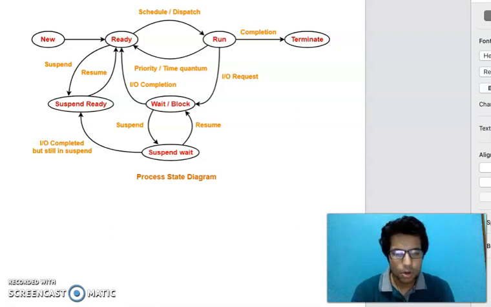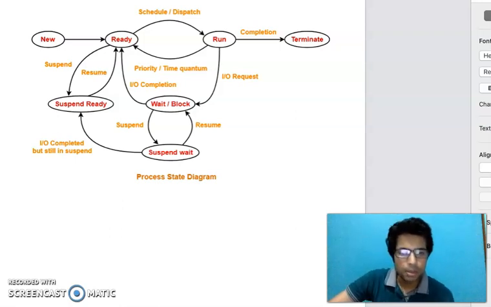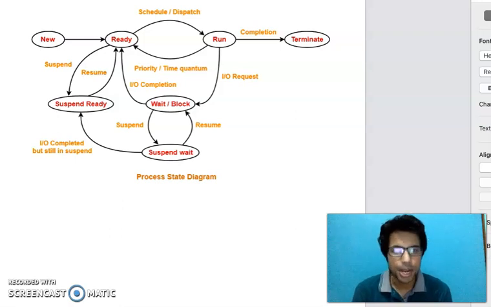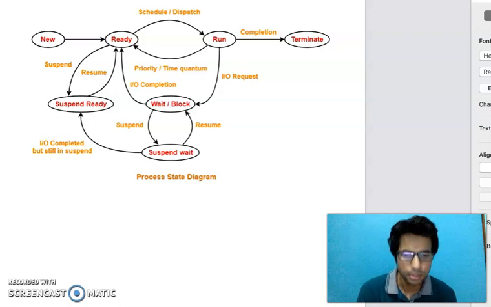Hello class. Today I will explain to you about different process states. In the previous class I discussed what a process is and what the difference is between a process and a program. In today's class I will explain in detail about different process states in the operating system.